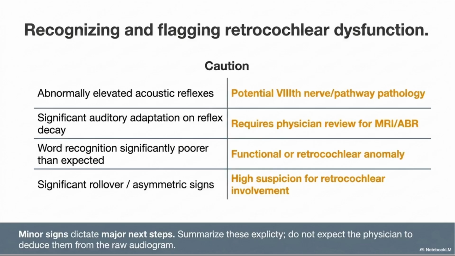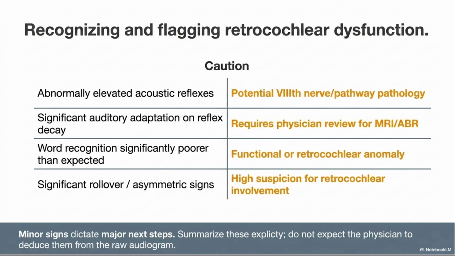The referring physician relies on the summarization of retrocochlear data to determine the strength of evidence for next steps. Abnormally elevated acoustic reflexes indicate potential eighth nerve pathway pathology. Significant auditory adaptation on reflex decay testing requires physician review for MRI or ABR ordering. Word recognition significantly poorer than expected points to a functional or retrocochlear anomaly. These minor signs dictate major steps and must be summarized explicitly.